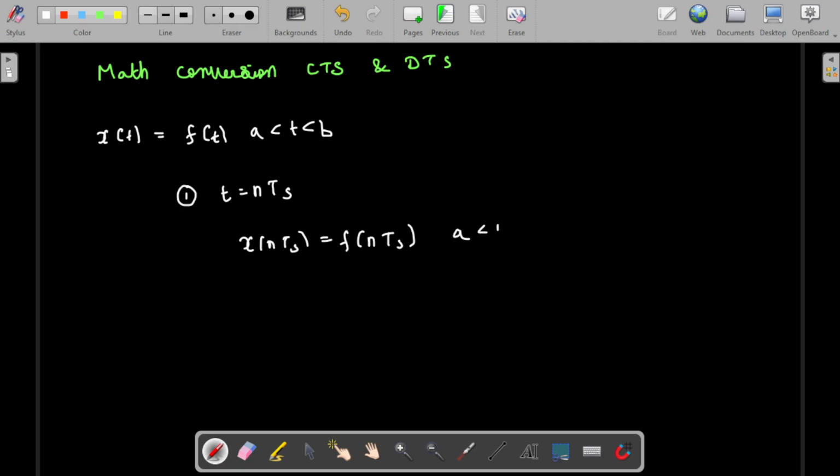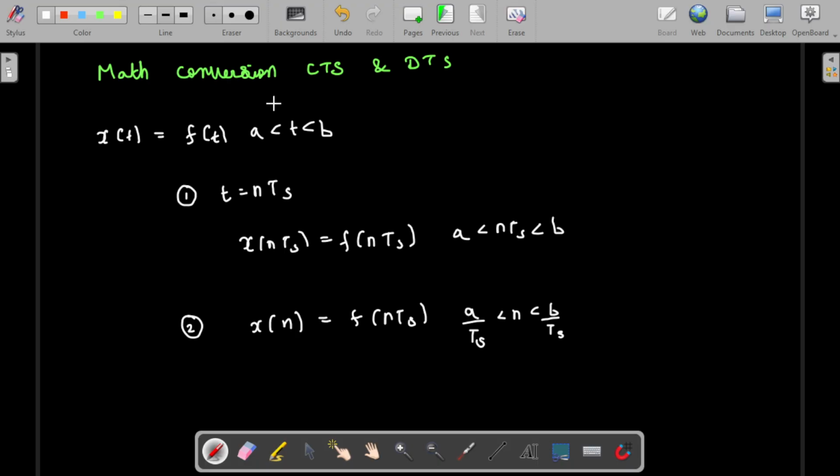Then the interval will be Ts to b. Now we have to divide by Ts. Here we may not know the exact sampling value. If we divide by Ts, the interval for n will be Ts over Ts to b divided by Ts. So this is how the representation will vary.